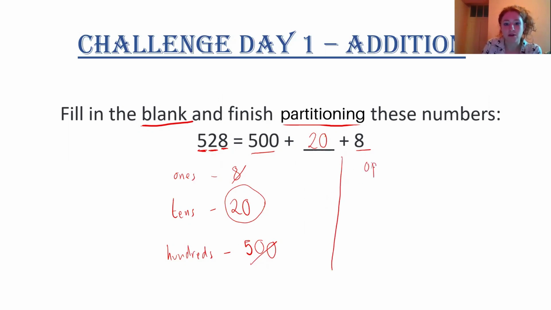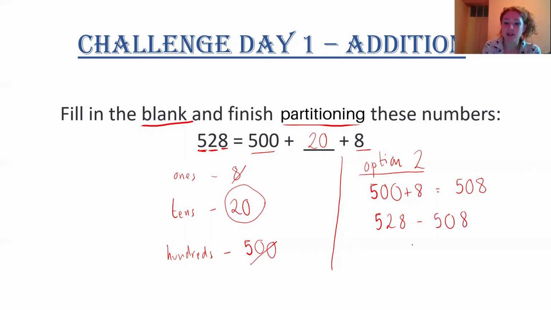This is our option 2. For the number 528, we can see that we've already got 508. Let's add those together. Okay, we've got 500 plus 8. This gives us 508 altogether. Now we want to get to 528. So we can imagine a number line, or we can do a subtraction to do this. We can do 528 minus 508. We can look at the difference between these numbers, and we notice that it's equal to 20.